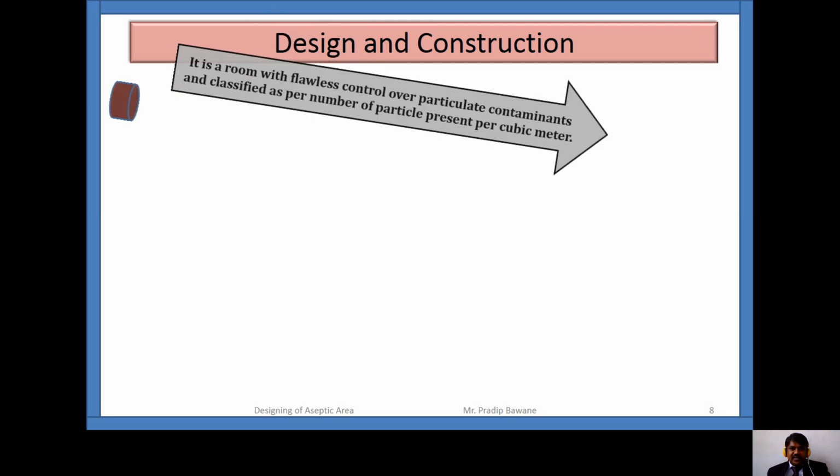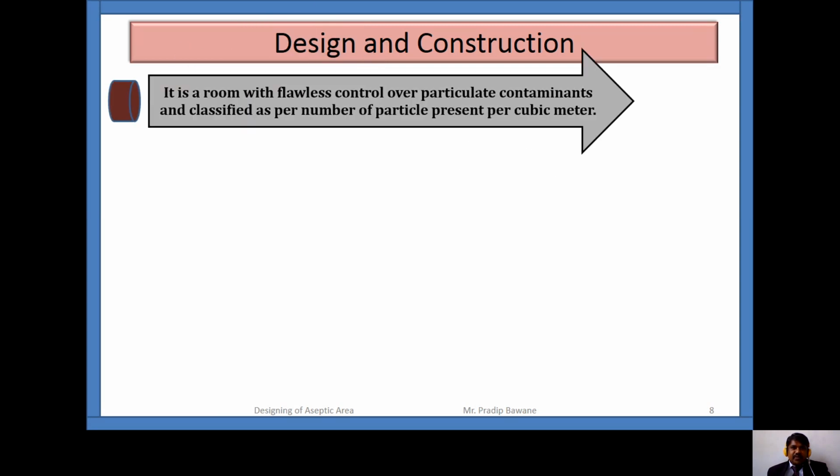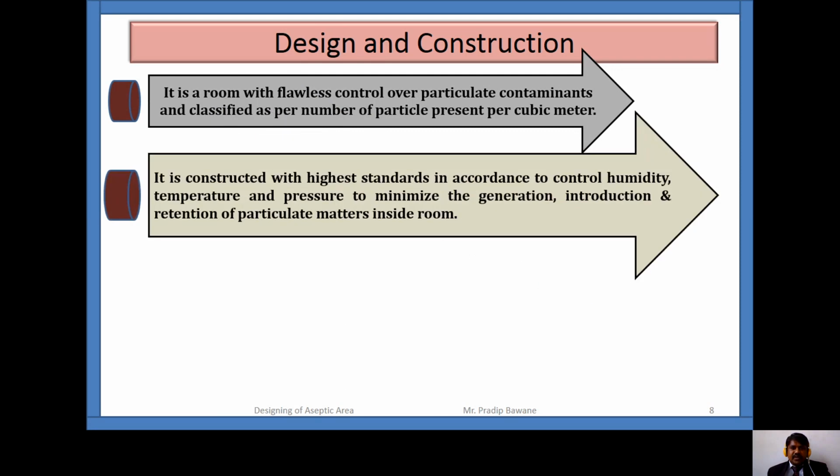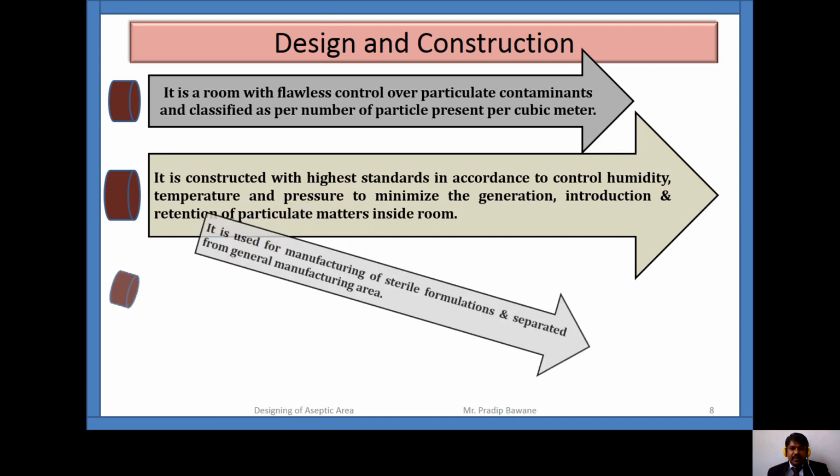Then we will see design and construction. It is a room with flawless control over the particulate contaminants and classified as per the number of particles present per cubic meter. It is constructed with the highest standard in accordance to control humidity, temperature, and pressure to minimize generation, introduction, and retention of particulate matters inside the room.